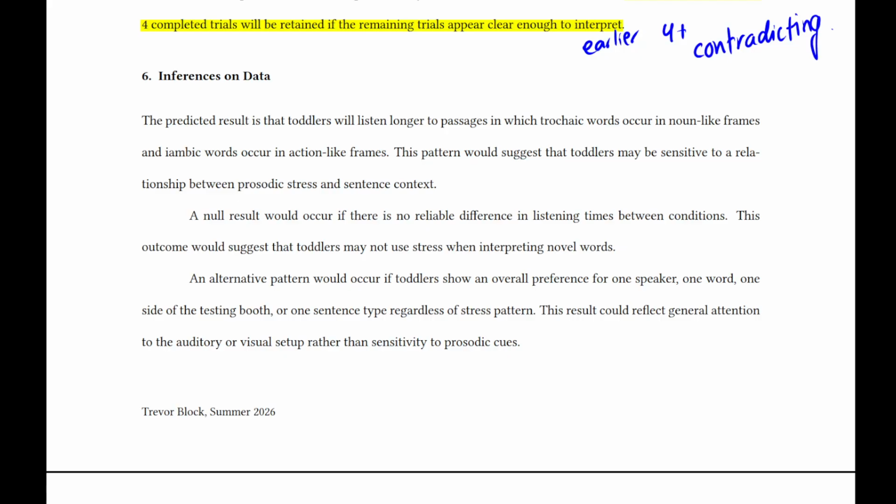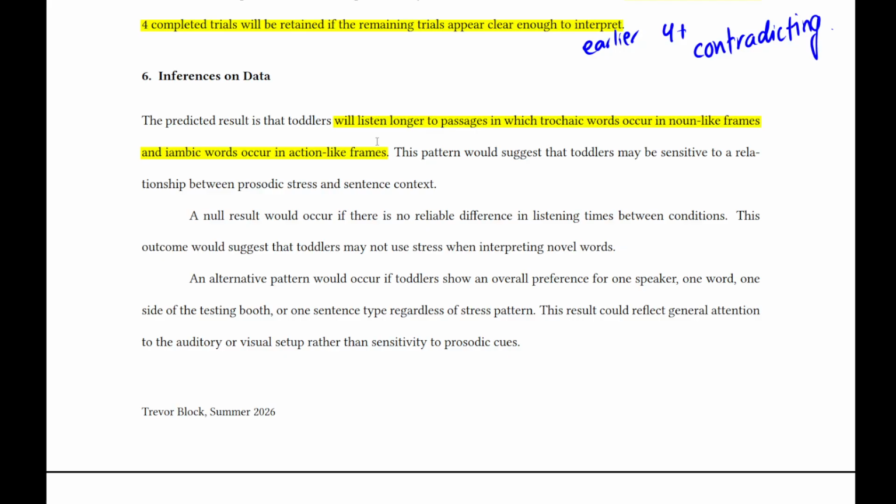Okay. With inferences, the predicted result is that toddlers will listen longer to passages in which trochaic words occur in noun-like frames and iambic words occur in action-like frames. Okay, the pattern would suggest that toddlers may be sensitive to a relationship between prosodic stress and sentence context. Okay, let's just look at this first sentence again. We'll listen longer to passages where trochaic words occur in noun-like frames and iambic words occur in action-like frames. But those are the only conditions you're giving the child. So, of course, it's predicted.